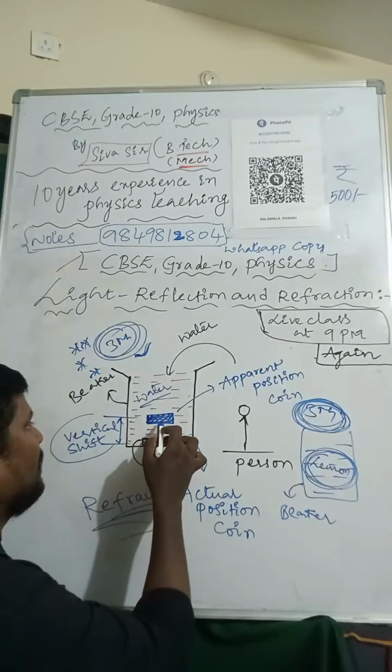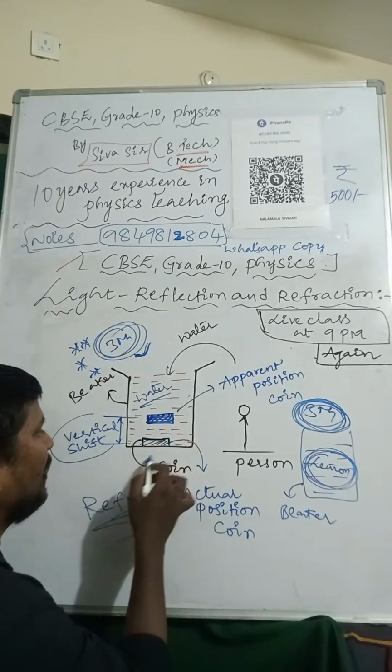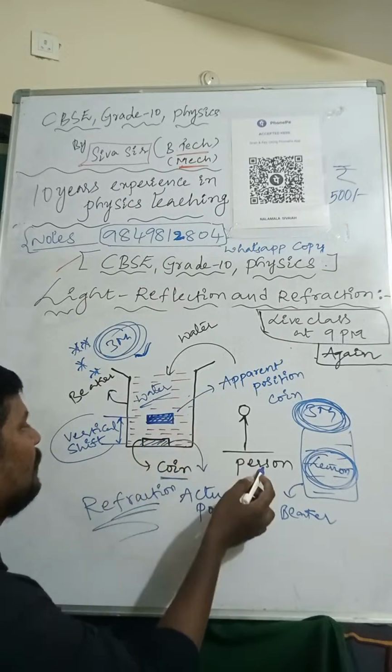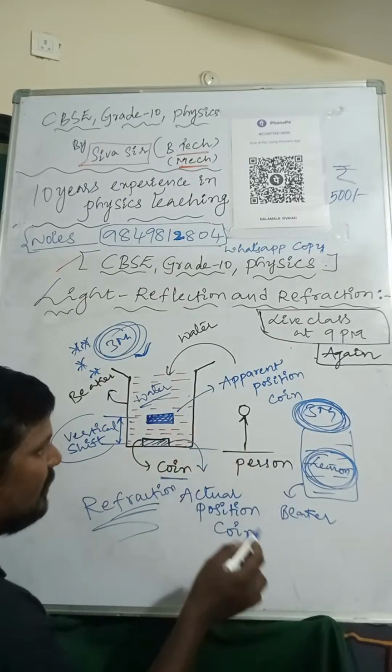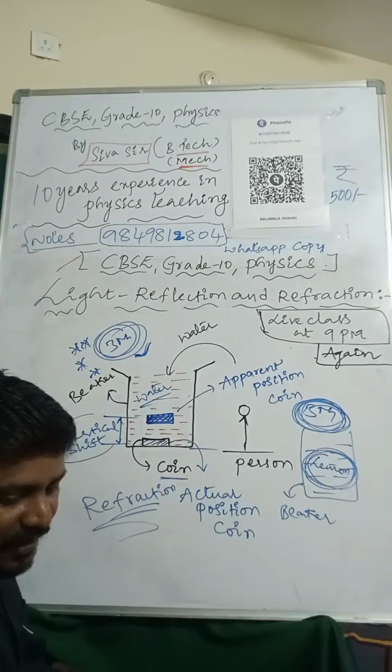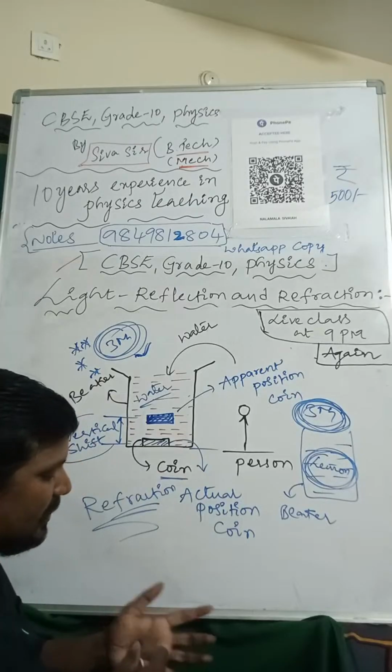So here we have the apparent position of the coin and the actual position of the coin, with the beaker, water, and the person. Initial position. Okay, that's enough. And one more example we can take.